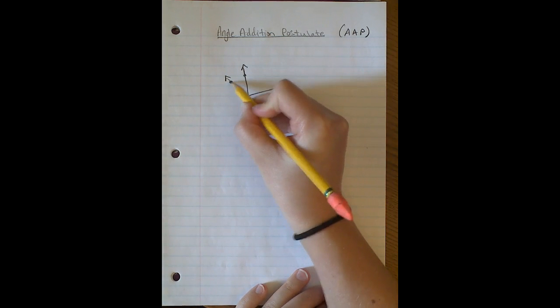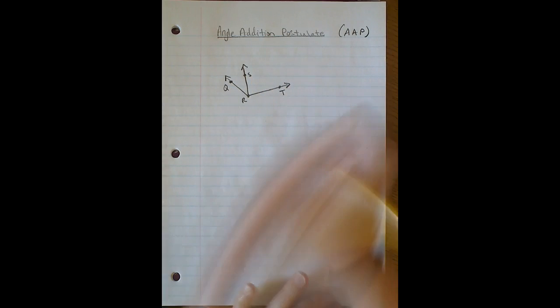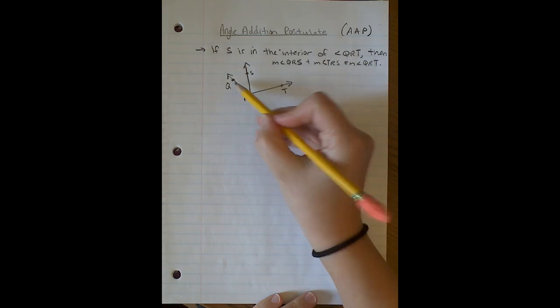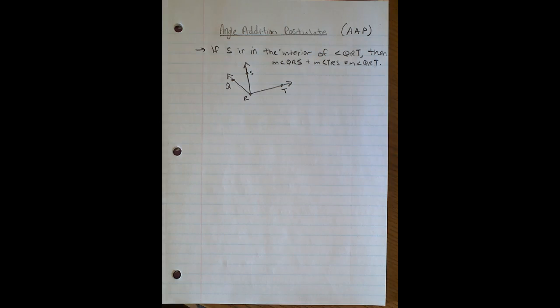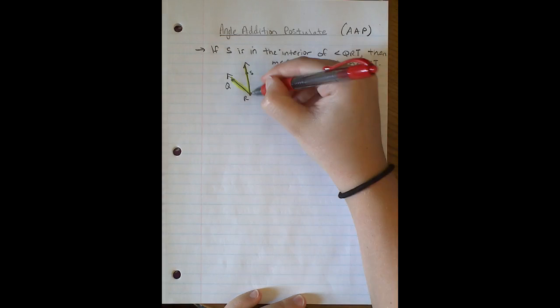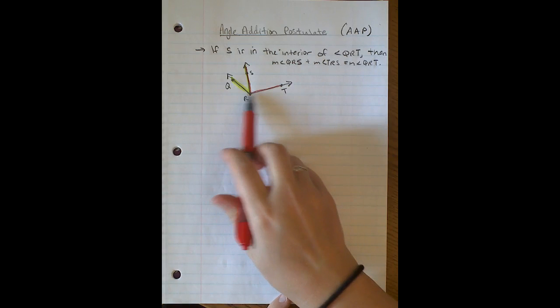And we'll add 4 points: Q, R, S, T. So the angle addition postulate says that if a point, I'm going to call it S, is in the interior of angle QRT, that's the big angle here, which it is, on the inside, the interior, then the measure of angle QRS plus the measure of angle TRS should be equal to the measure of angle QRT.